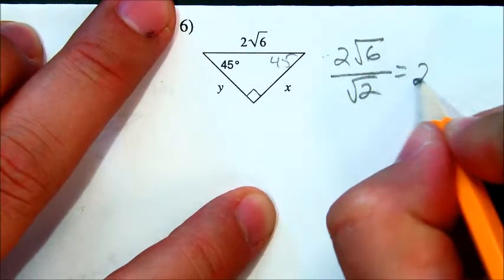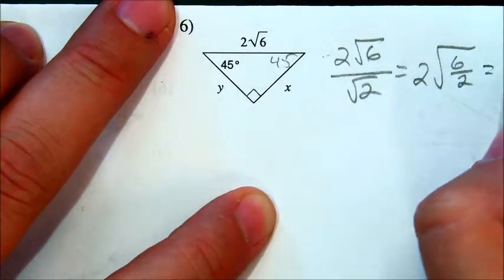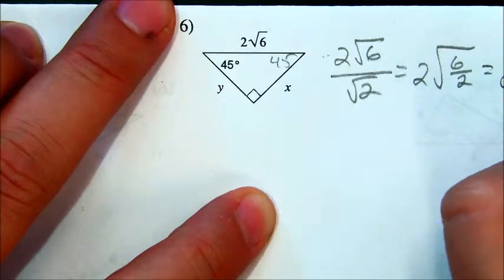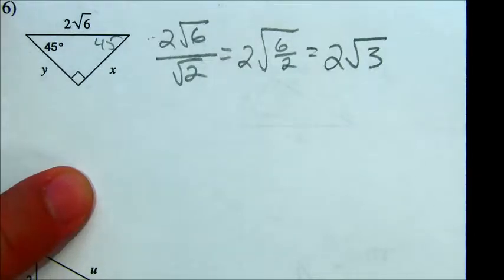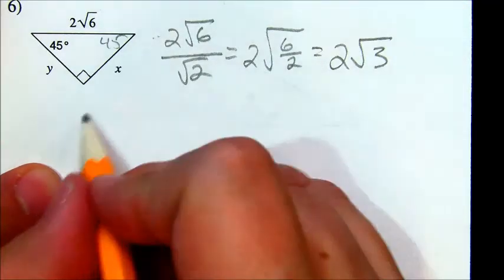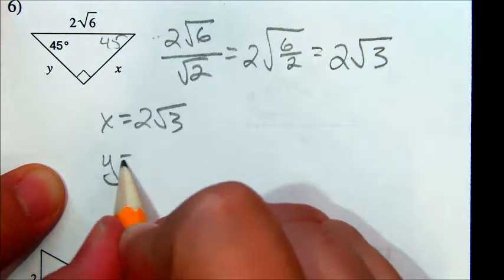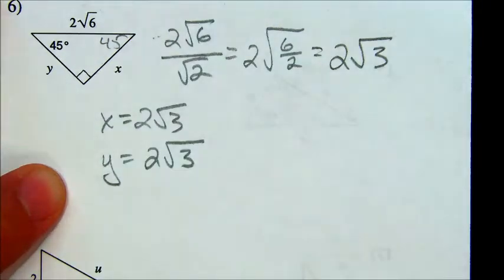Combine those two radicals, so I get 2 times the square root of 6 over 2. 6 divided by 2 is 3, so I end up with 2 times the square root of 3. Again, that's going to give me either one of the legs. They're the same, so x equals 2 root 3, and y equals 2 root 3.